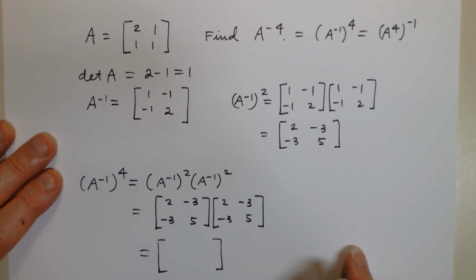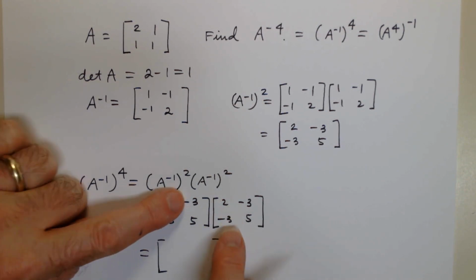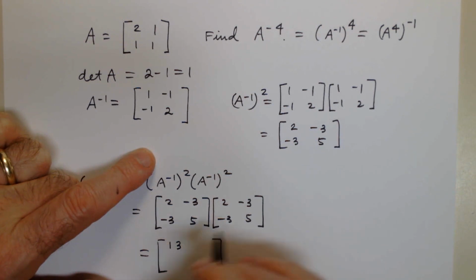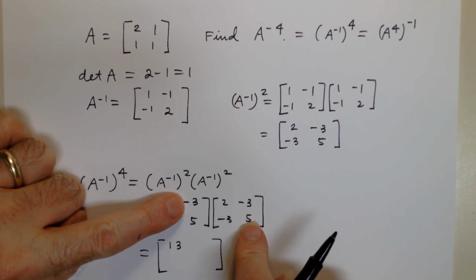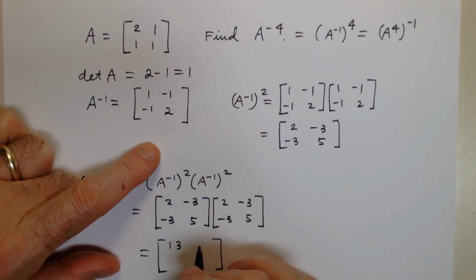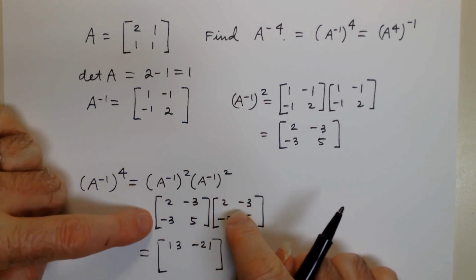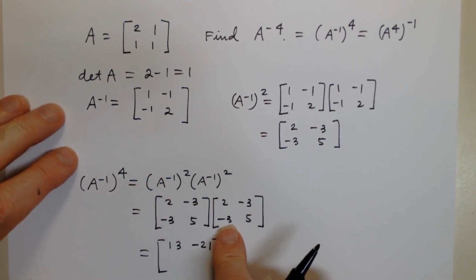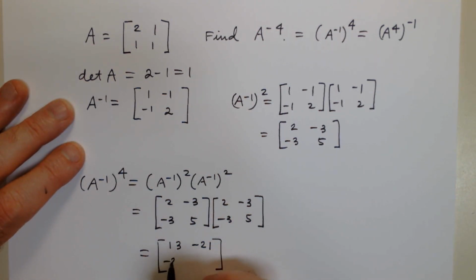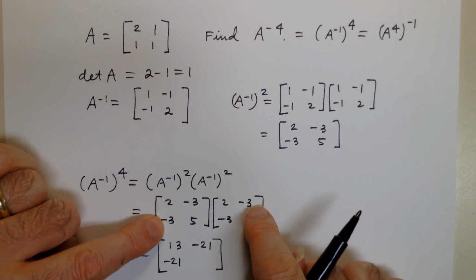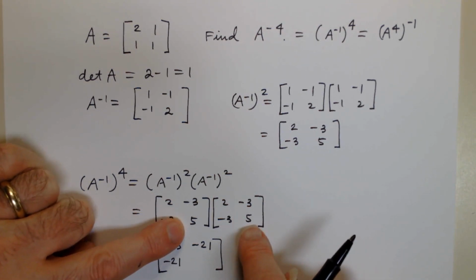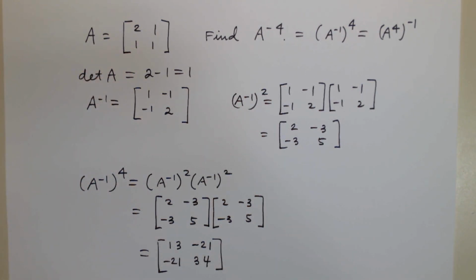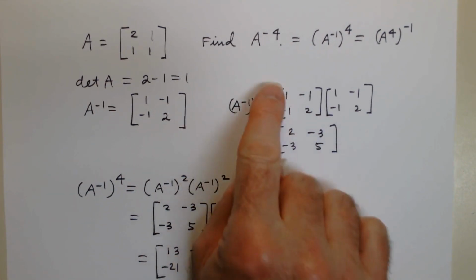All right, let's see what we get. We're going to get 4 plus 9, and that's going to be 13. We'll have a negative 6 minus 15. That's a negative 21. We'll have a negative 6 and a negative 15. That's a minus 21. And then finally, we'll have a 9 plus a 25. A 9 and a 25 will give us a 34. And so that's how we can work out the fourth power.